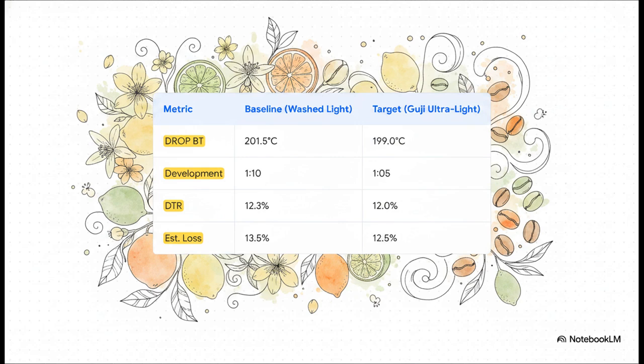Look at the drop temperature. We're pulling it a bit cooler, down to 199. The development time is a little shorter too, and so is the development time ratio, or DTR. Every single one of these little changes is on purpose. We're trying to protect all those amazing, delicate flavors that can just burn away if you're not careful.